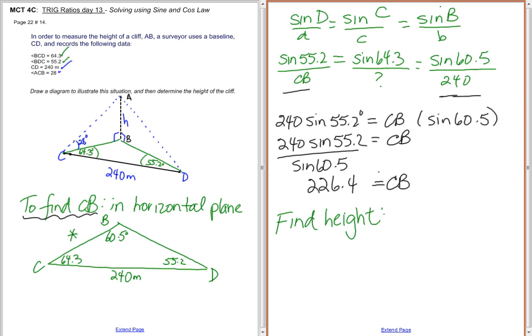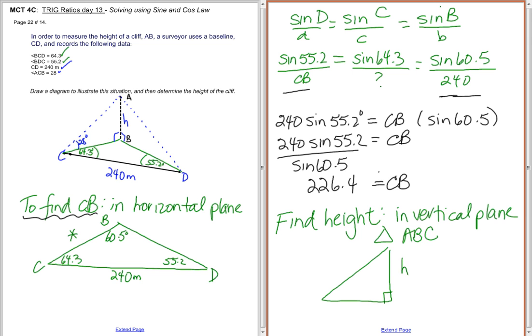And now I'm going to use a triangle in the vertical plane. I am going to use triangle ABC. And I made that choice when I found side CB instead of BD. So in the vertical plane, triangle ABC, this is the height that I want. I have the length from C to B. It is 226.4. And I know the angle in the corner is 28 degrees.